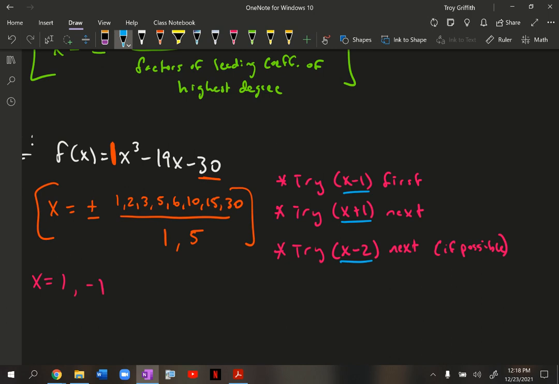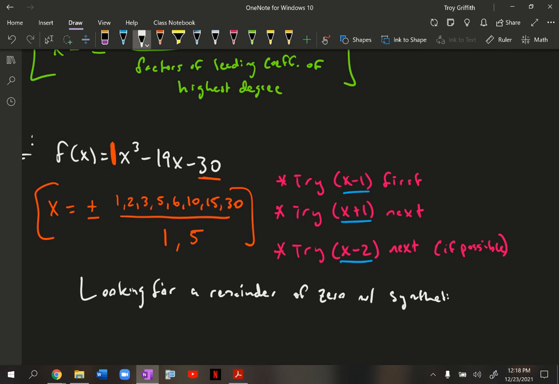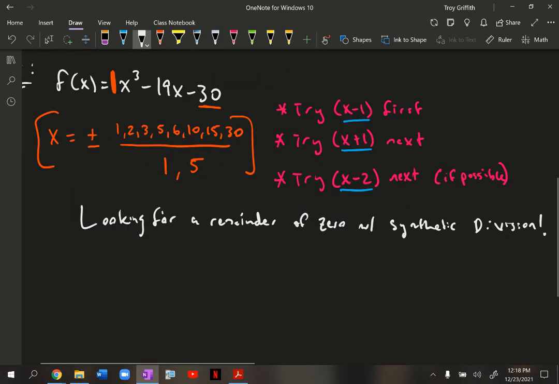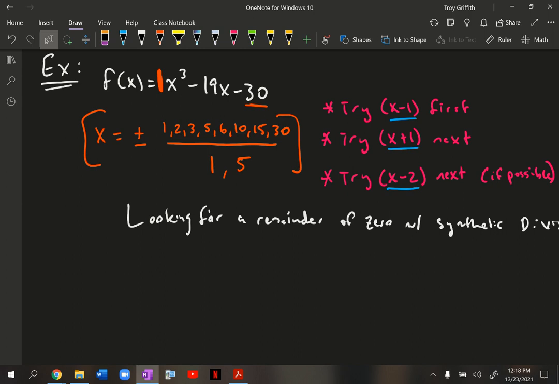The only way that this is going to work as a root of the function is if, when I do my synthetic division, I get a remainder of 0. Okay, so I'll put a little note here. I am looking for a remainder of 0 with synthetic division. If I do not get a remainder of 0 with synthetic division, then I know that one doesn't work and I can move on to the next one. Okay? So let's begin with this problem.